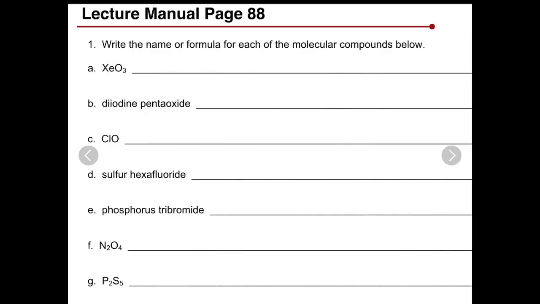So again, my expectation for you is not only for you to be able to read the name, but you also need to be able to convert the name into the chemical formula as well. Okay, so in this case, the first one would be xenon trioxide, right? The second one would be diiodine pentaoxide. So what is the chemical formula of iodine? It would be I, right? Di means 2, so it would be I2, penta means 5, right? Oxide means oxygen, so you're going to have 5 oxygen. 2 iodine and 5 oxygen.